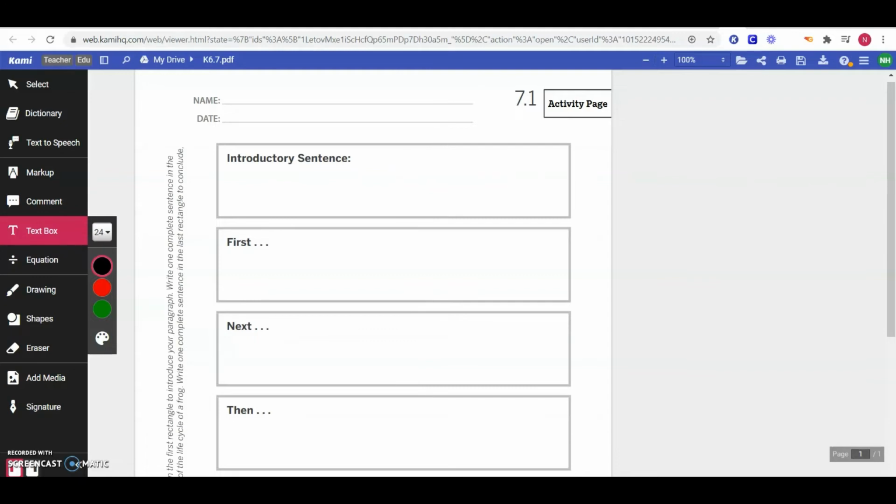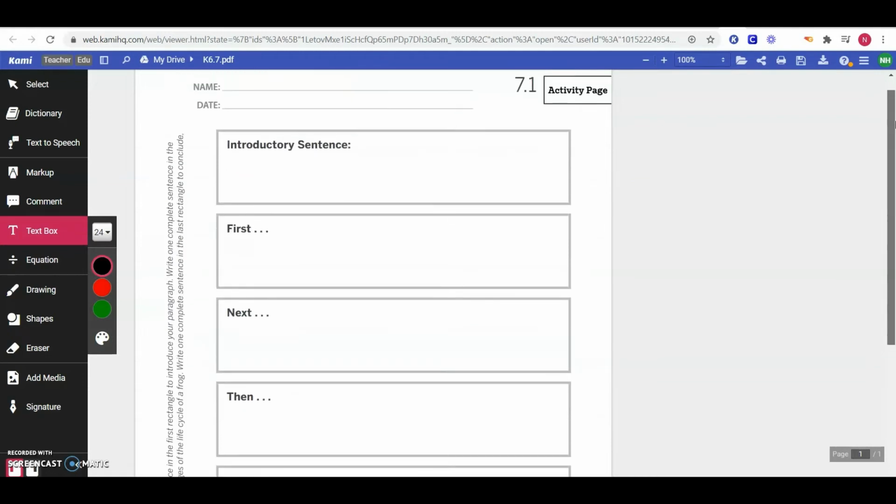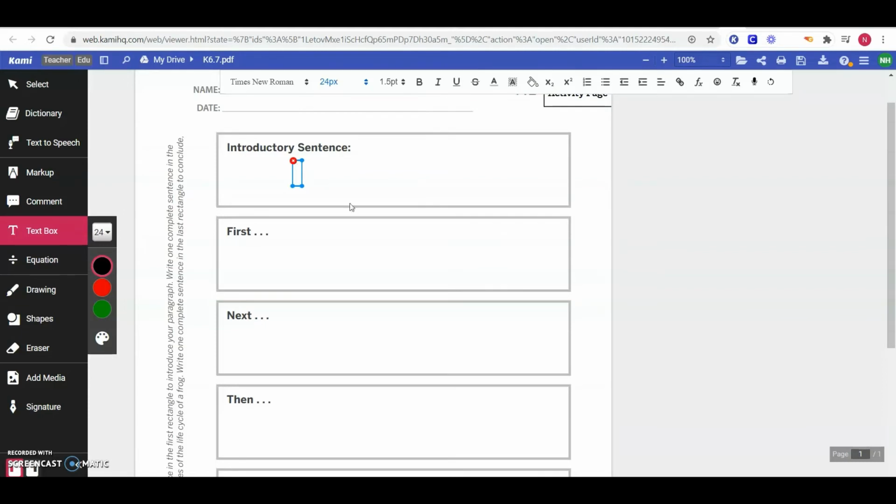Remember, a paragraph is a group of sentences about one subject. When authors are writing, they'll usually split their writing into paragraphs to make it easier to read. We're only going to write one paragraph today about the life cycle of a frog. The job of an introductory sentence is to tell the reader what our paragraph is going to be about. Your introductory sentence should explain to your audience that you will be telling them about the life cycle of a frog.